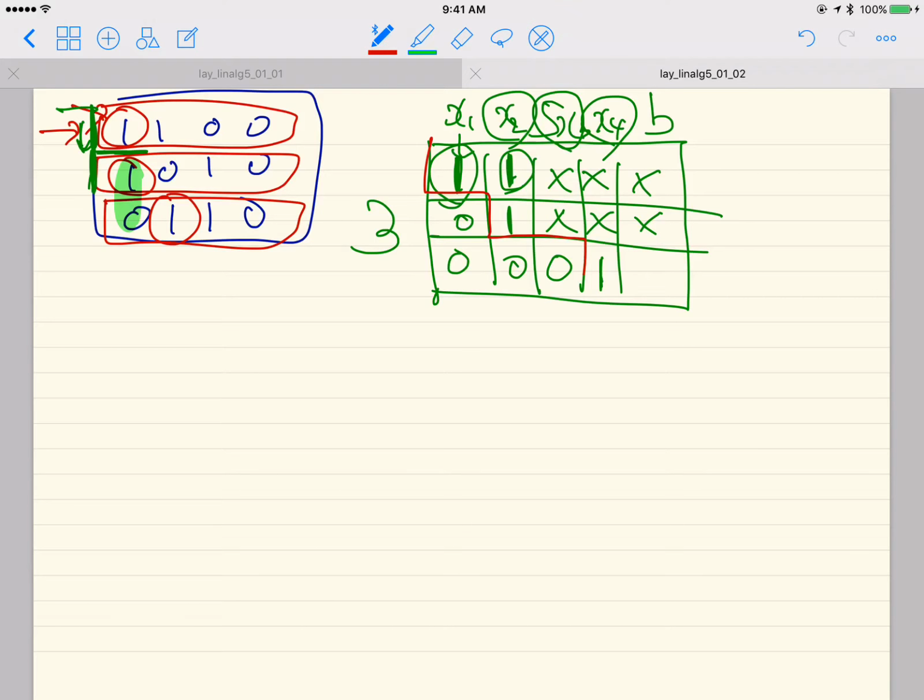So we created staircases like this, and then we see the pivots here, and it's corresponding to x1, 2, and 4. So those 3 are our basic variables, and the third one, x3, is a free variable.